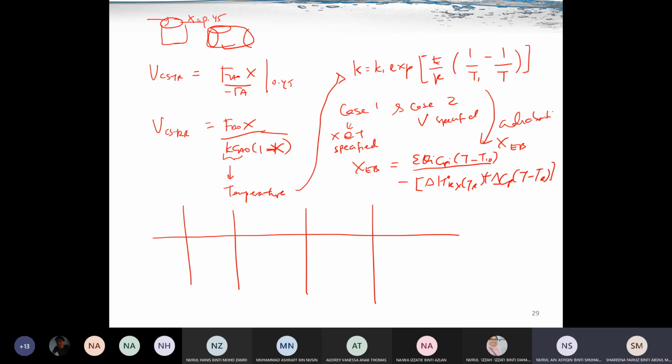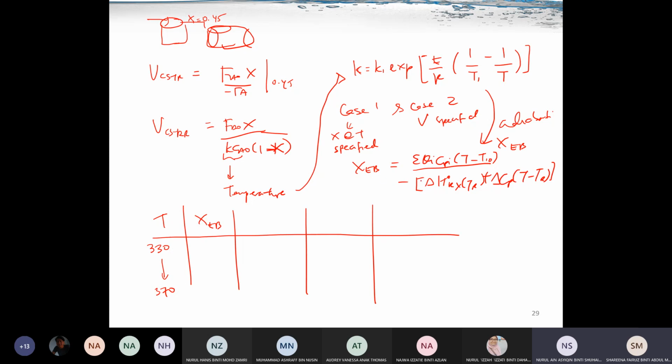So in this case, you have to get the XEB. Why? For XEB, you have to put in T, you will vary it. T, as stated, must be between 330 until 370. So you specify the T. Once you specify the T, you can get XEB. Likewise, if you specify the XEB, you can get the T. Either one only.